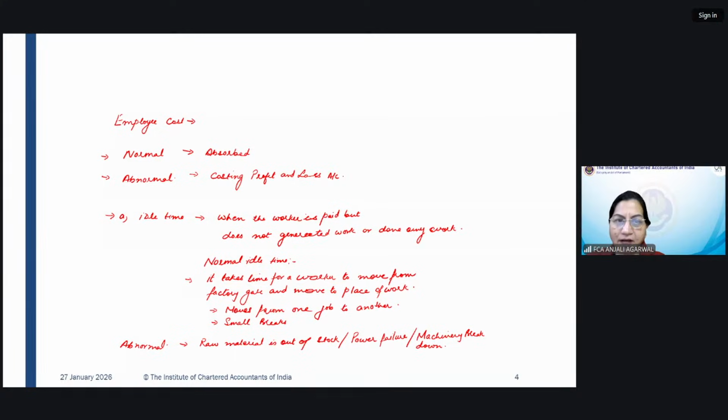How do you treat the idle time which is normal? You have to ensure that this cost is absorbed by the productive hours only. Whereas if it is an abnormal idle time, it should go to the costing P&L account.